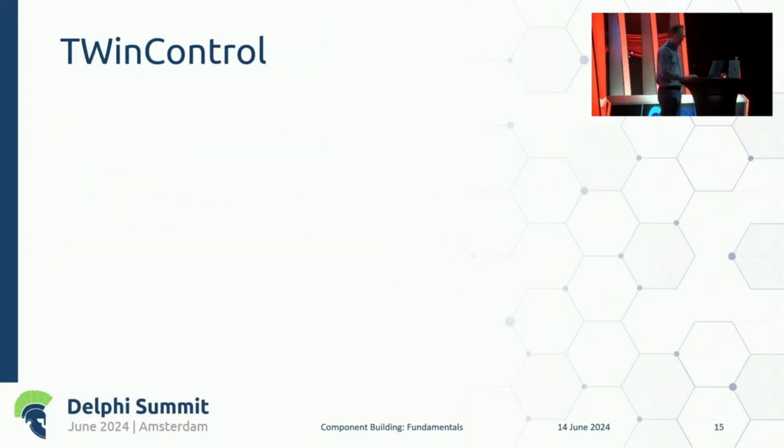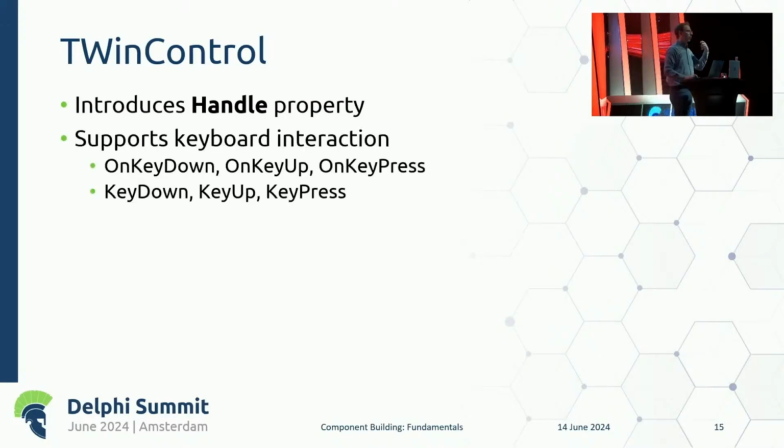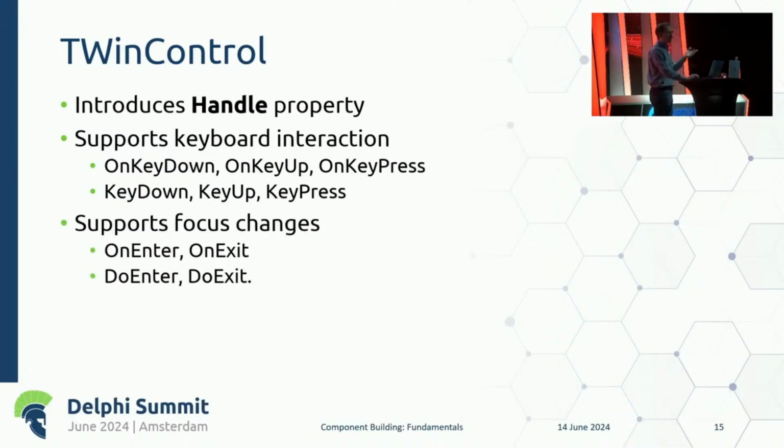Again, not containing things. What is Windows? A TWinControl gives us a window handle, a real Windows handle. And that gives us support for keyboard interaction. Once we have a window handle, we can now handle keyboard input: arrow keys, letter keys, your keyboard interactions. We can also support focus changes. So we can actually take focus as well, because the user might use the arrow keys to navigate. You're going to want to have a WinControl descendant.